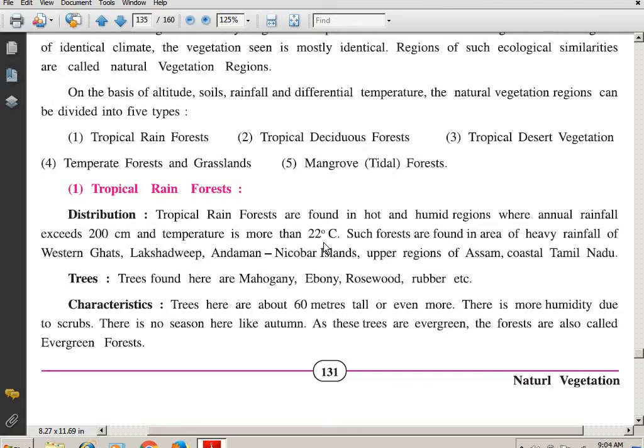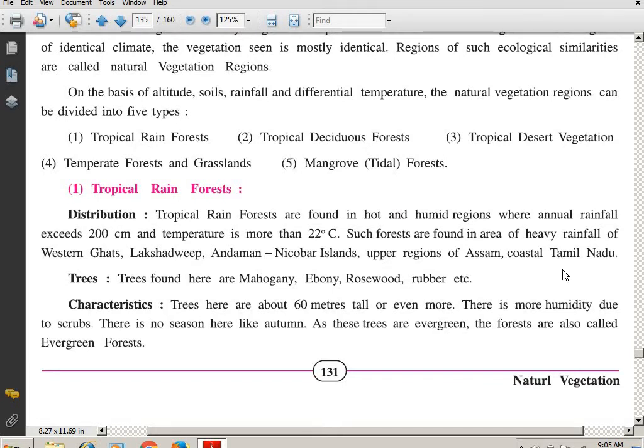And so students, over here what happens? The region is hot and humid and the rainfall sometimes exceeds 200 centimeter and also temperature is more than 22. And so such forests, the tropical rainforests, are found in areas of heavy rainfall of Western Ghats, Lakshadweep, Andaman Nicobar Islands, upper regions of Assam, coastal Tamil Nadu. So students, make a bracket.